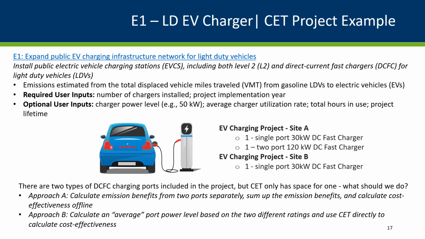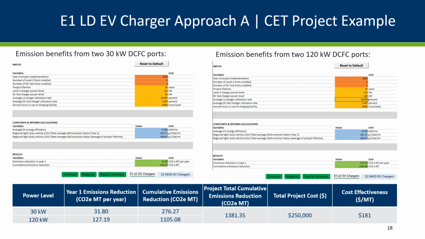Our example project includes 4 DCFC chargers across 2 locations and at 2 different power levels. Since CET only has room for 1 power level, what should we do? Here we will examine 2 approaches. So the first approach would be to calculate the emission benefits for the 30 kilowatt and the 120 kilowatt chargers separately, and then add them up, and use that to find the cost effectiveness. In this case, as we can see in the table, this comes to $181 per metric ton for the cost effectiveness.